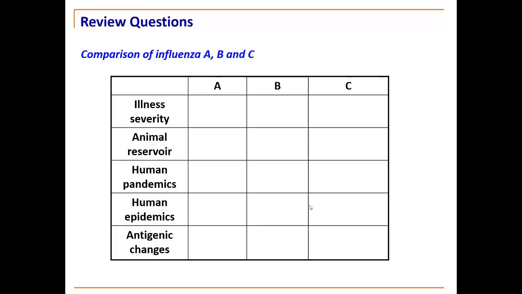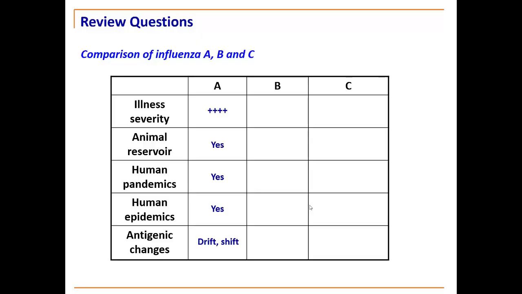So illness severity. Influenza A, lots of pluses, very nasty. Animal reservoir, yes. Human pandemics, yes. Human epidemics, yes. Antigenic changes, that's both drift, which is your mutations, and shift, where you're getting reassortment of genetic material.